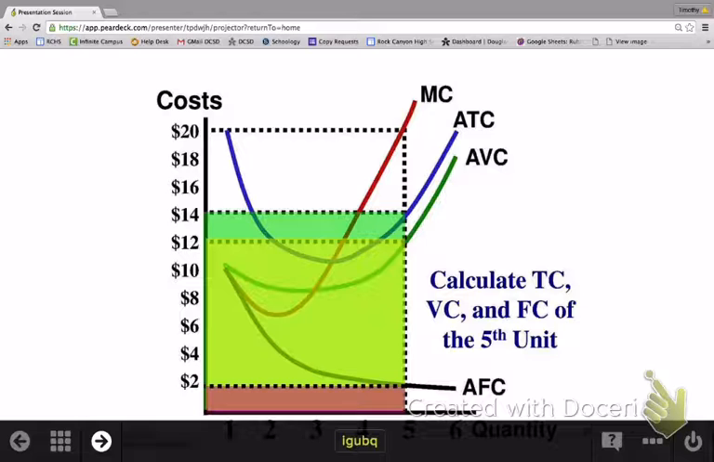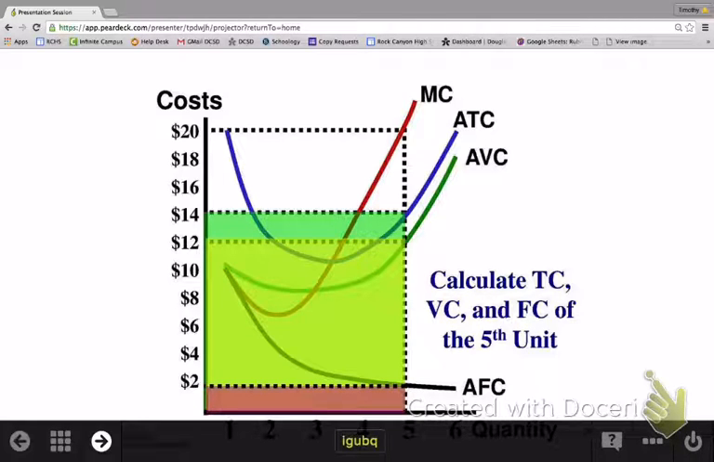Here you can pause the video and attempt to calculate total cost, variable cost, and fixed cost of the fixed unit. It would be the area of these different shades. So if you look at the fifth unit, you would go up to the average fixed cost curve and draw a line over, and the area of that rectangle would be the average fixed cost of that unit.